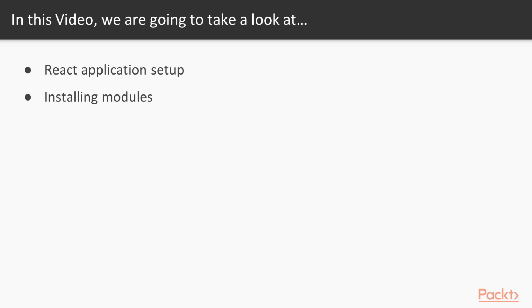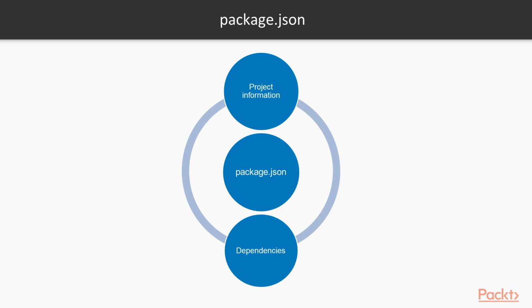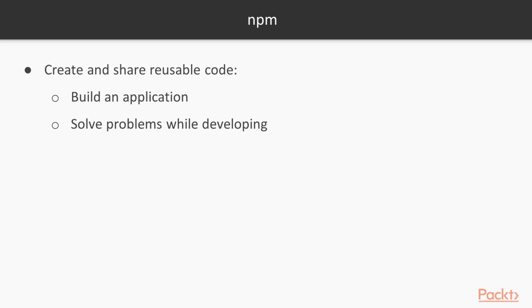In this video, we're going to take a look at React Application Setup and installing modules. Getting started with React Application Setup. First, we need to create a package.json file for our project, which includes the project information and dependencies of the NPM modules. NPM is very useful for JavaScript developers to create and share the reusable code that they've created to build an application and solve particular problems while developing it.